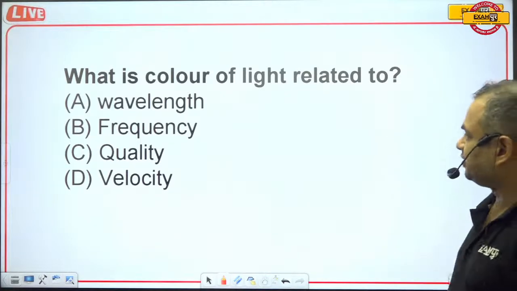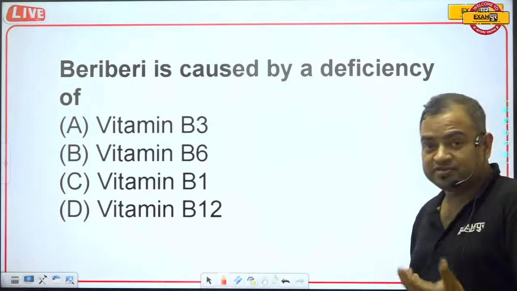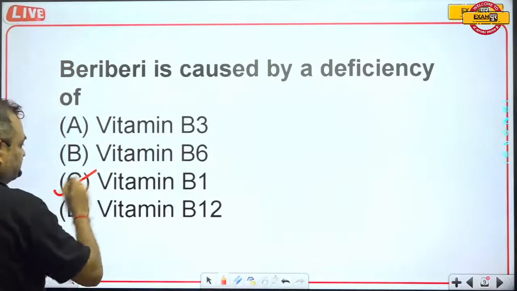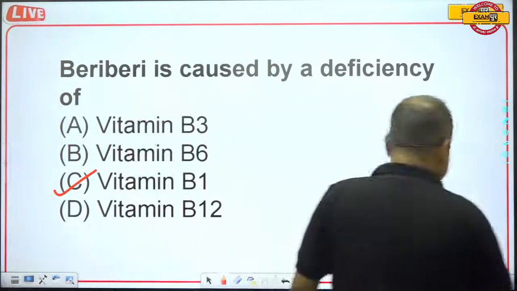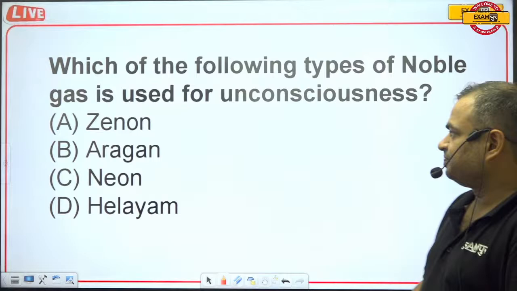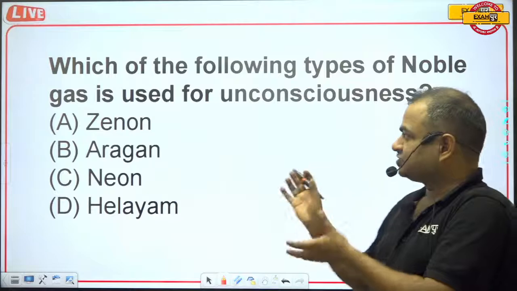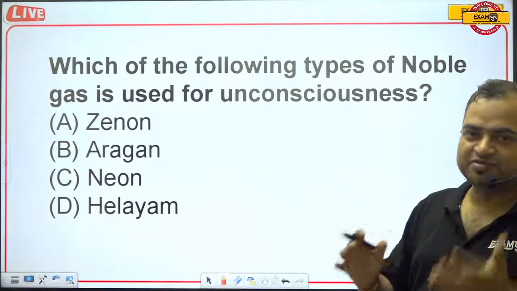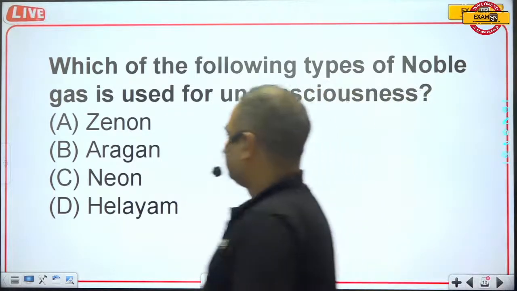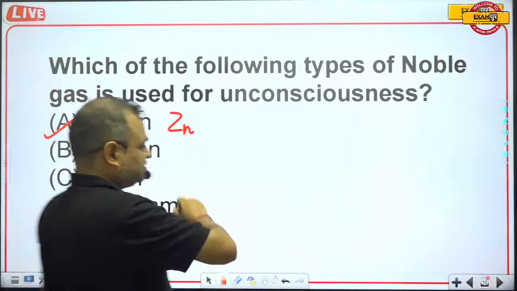What is the color of light related to? Yeah, this has already been done. Beriberi is caused by the deficiency of which vitamin? Beriberi is a disease that is caused by vitamin B1. So here C part is the correct answer. Now, which of the following types of noble gas is used to earn consciousness? Okay, this is a very important question, and its application is done at some important operations. So option A is the correct answer. Xenon is represented like this.